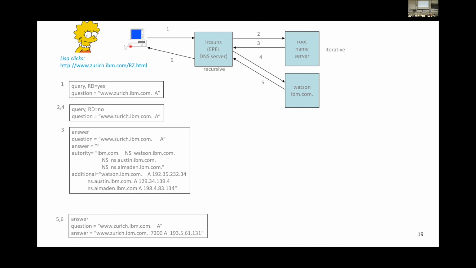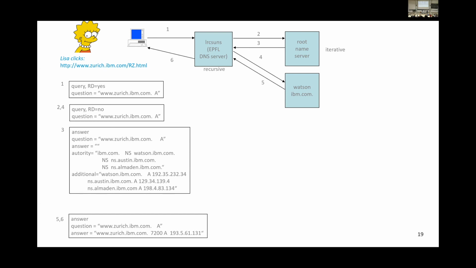Now, what happens when somebody at EPFL clicks on an IBM name, like this one here? Then your machine is probably configured with an EPFL DNS server. You know that in the IP configuration, you must give a DNS server. Normally, you use the DNS server that is given to you by your provider. If you're at home, the DNS server will be a DNS server that's located inside your ADSL modem or your router that will do nothing else and simply send a query to your provider, Swisscom, for example.